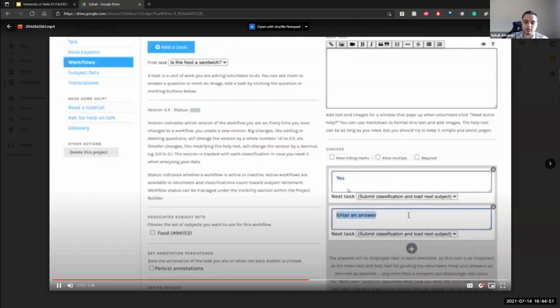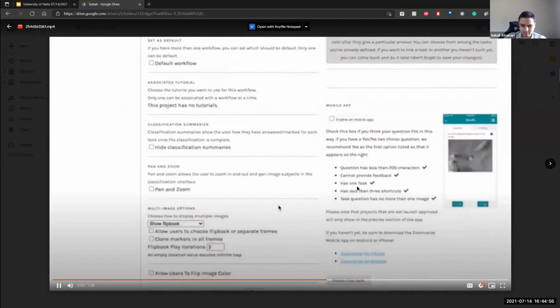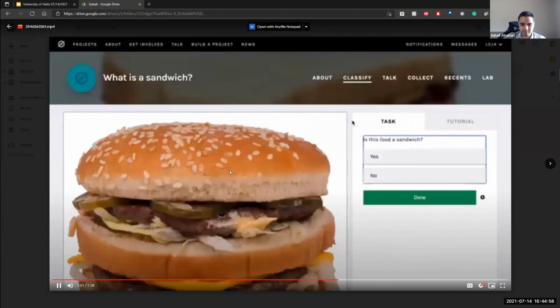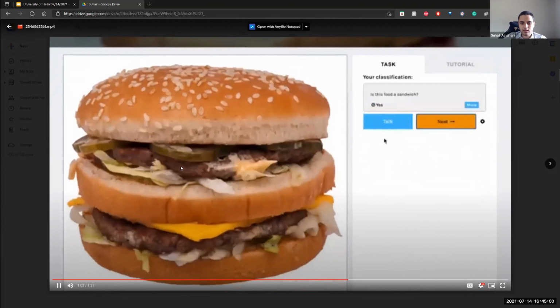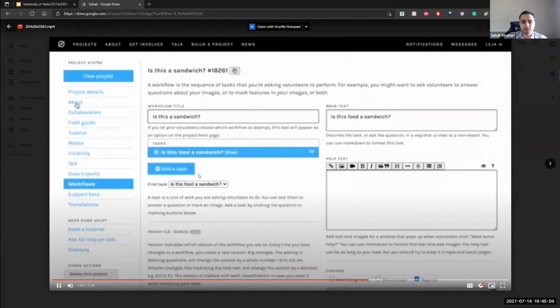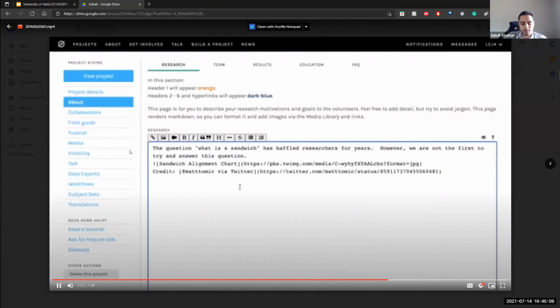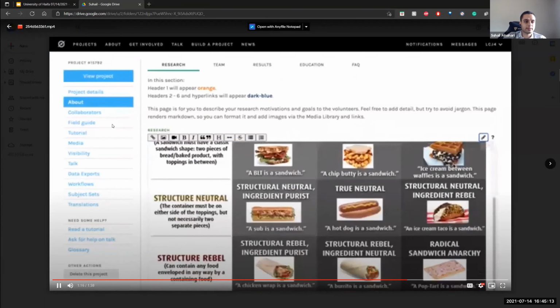Some answers that you want your volunteers to mark. And that's it. You have a working project. So what's missing is that if you want us to publish this project, you would only need to go through a beta phase, a beta, and then you would have a live project.